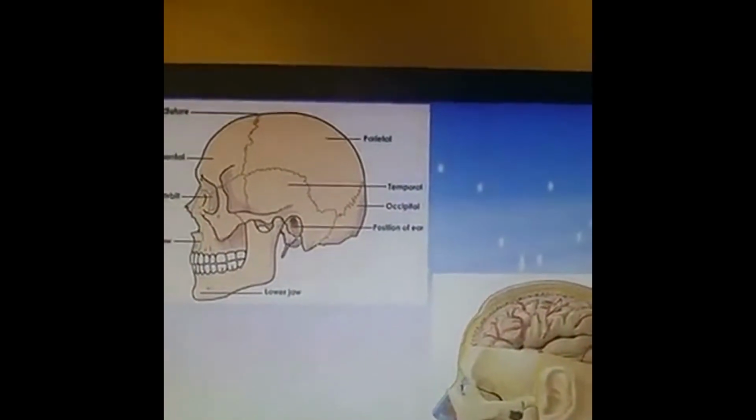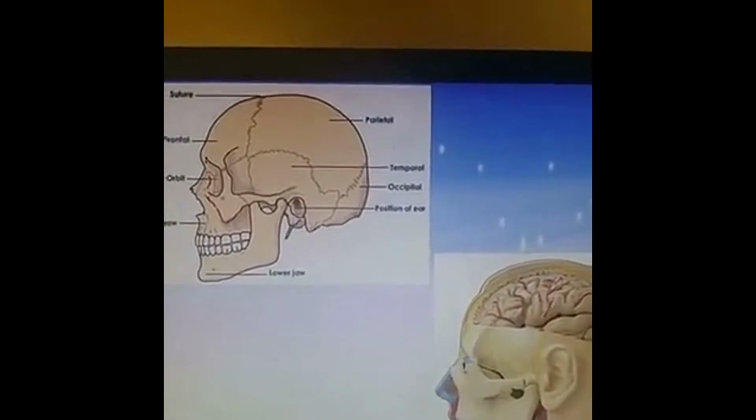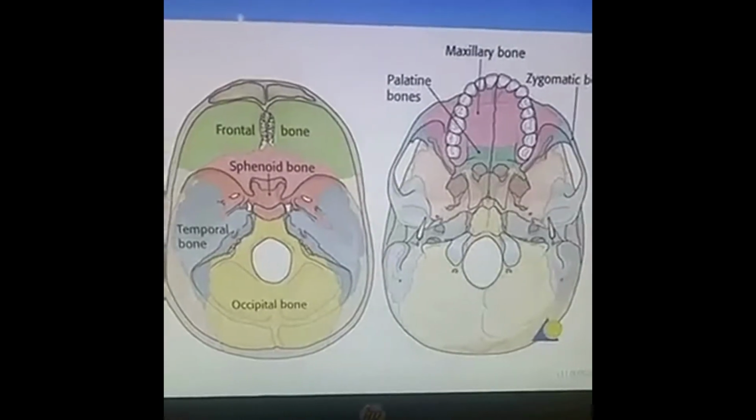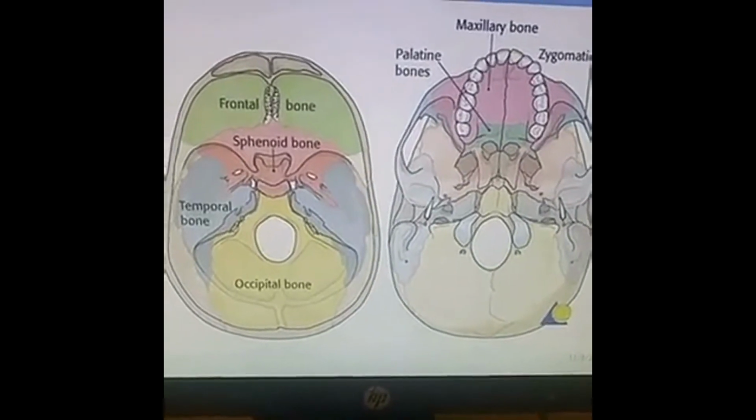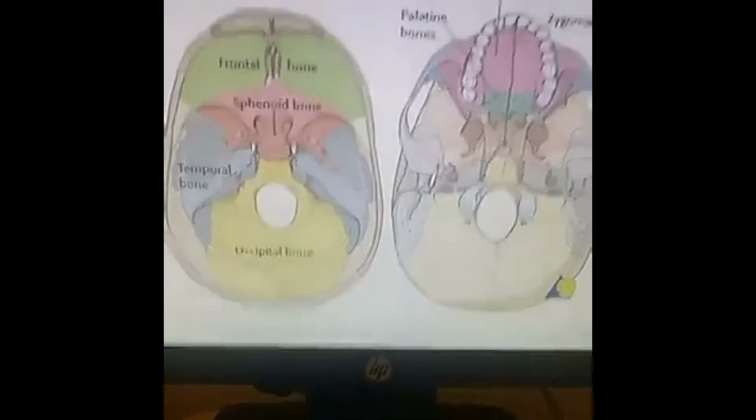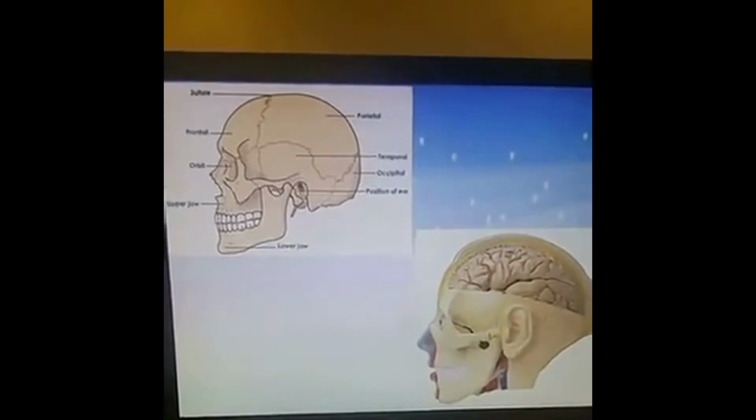Our brain is sitting in a box. What is the name of that box? It is the skull. The skull is like a protector for our brain. Does the skull always protect us?